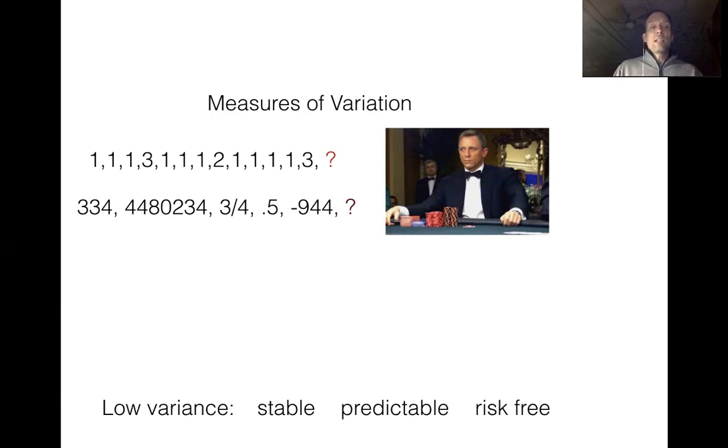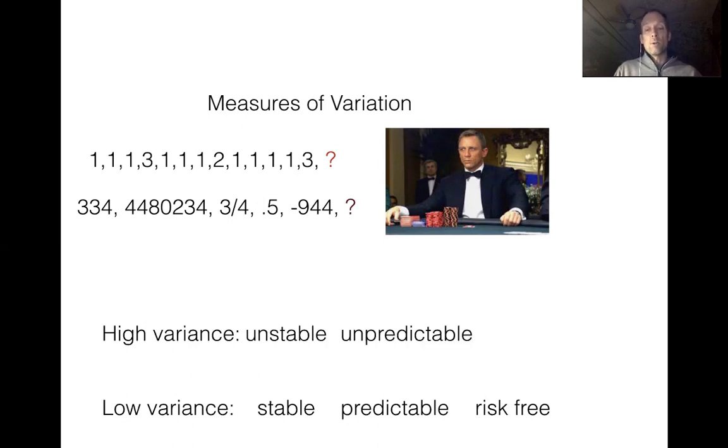Now, what about the data set on the bottom? That's a higher variance. So what kind of words do we associate with a high variance? Instead of stable, unstable. Surely not predictable, but unpredictable. And instead of risk-free, probably a lot more risky to use that data set.